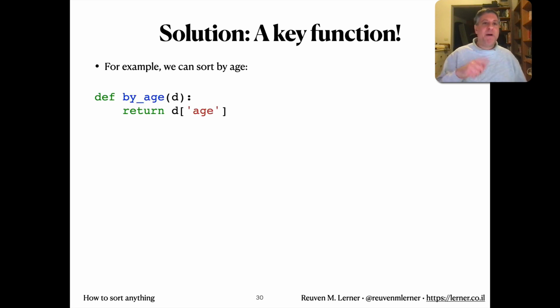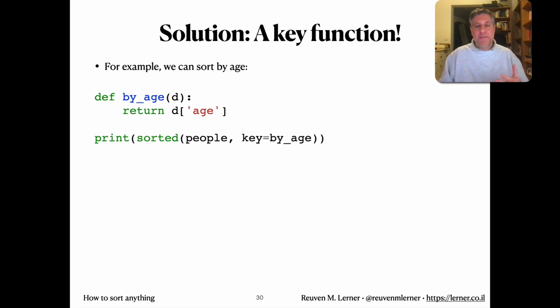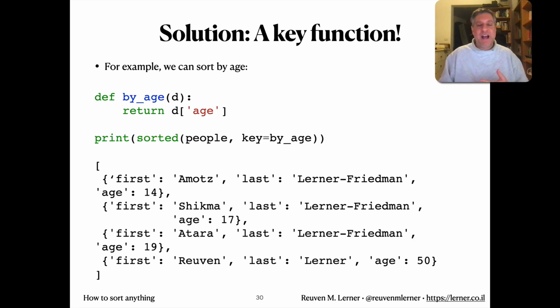I can say here def by_age(d): return d['age']. So what this means is when we apply it to a dictionary, we're going to get back the age. So now if I sort people, key equals by_age, look at that. I get them sorted by age from smallest to largest.